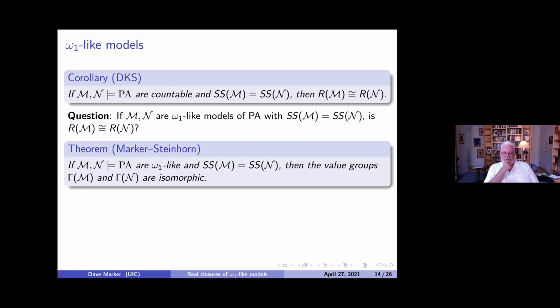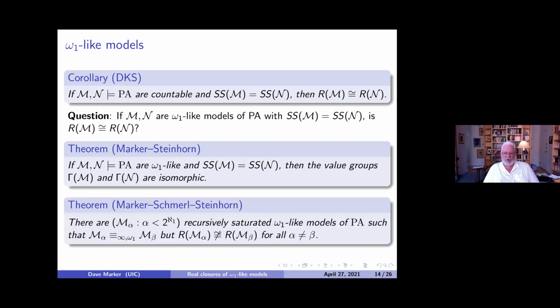So Charlie Steinhorn and I proved that if you take two ω1-like models with the same standard system, then we couldn't show the real closures were isomorphic, we could show the value groups were isomorphic. So you start with PA, the model of PA, you lose information going to the real closure, you lose some more information going to the value group. And in fact, you lose everything except the standard system. So that gave us hope, but in fact, it's not true at all.